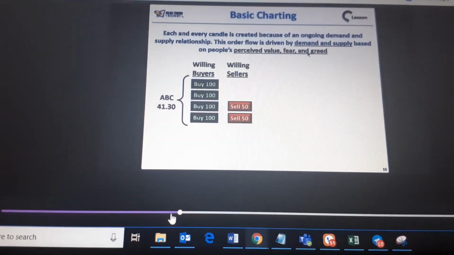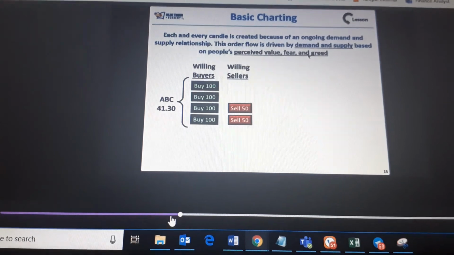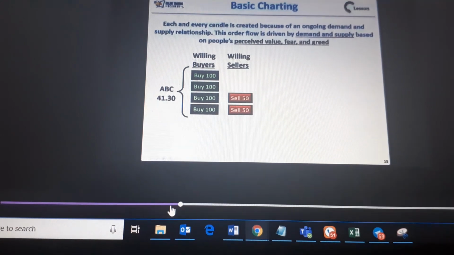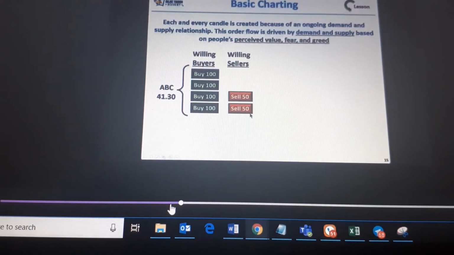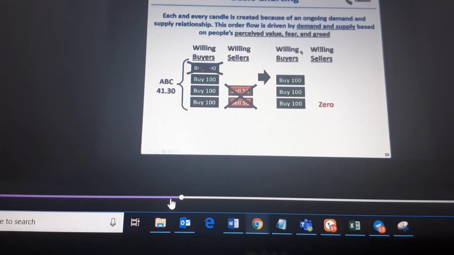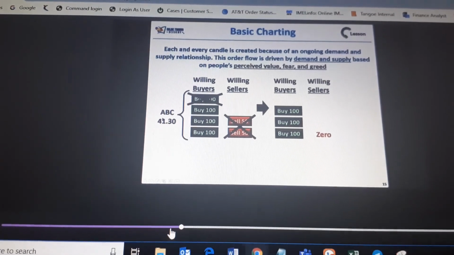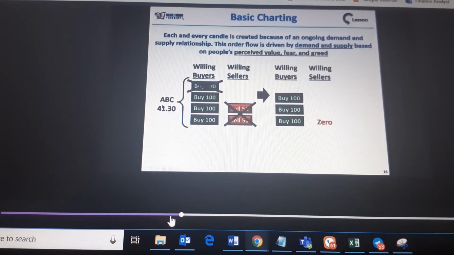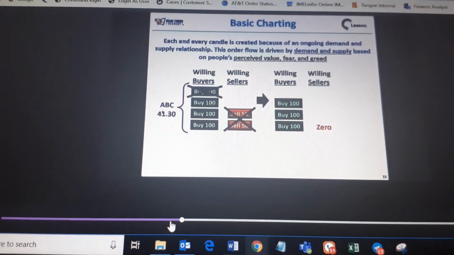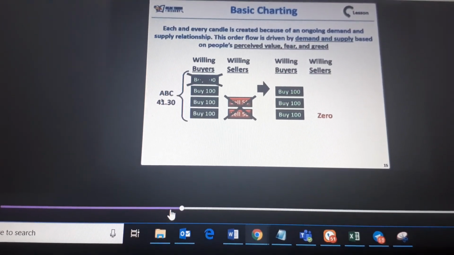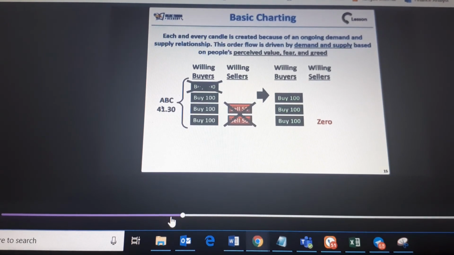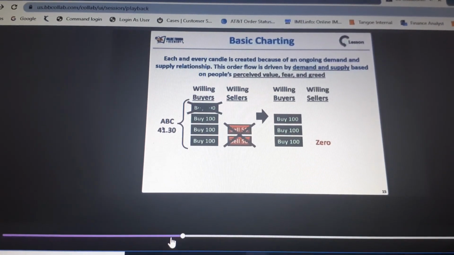Now let us suppose two sellers come, each with 50 quantities. The buyer who is first in the queue will get filled. Now he gets filled. There are now three willing buyers who want to buy this ABC stock at 41.30, but there is no seller right now at 41.30. There might be a seller at 41.70 or 41.80. If the buyers still want to buy this stock, what will they have to do?